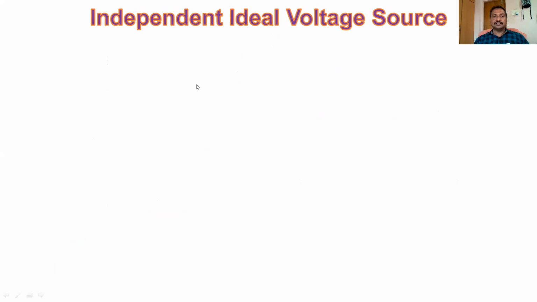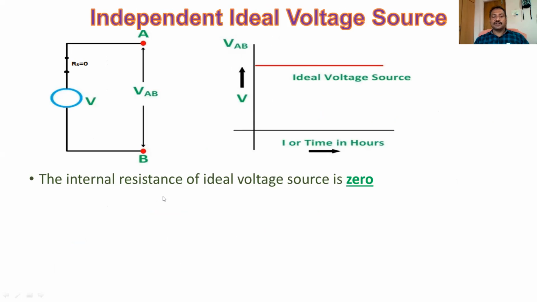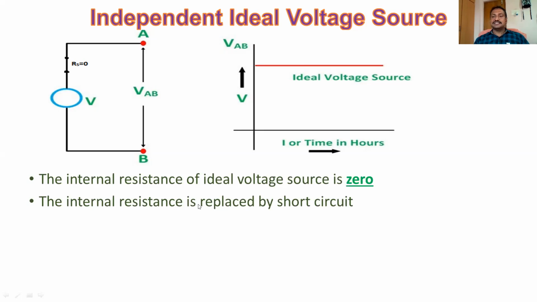Then we'll come back to the independent ideal voltage source. So what is the independent ideal voltage source? Very simple here. The internal resistance of an ideal voltage source is 0, meaning that the Rs value should be equal to 0. Therefore, if the resistance is 0, that internal resistance is replaced by a short circuit.